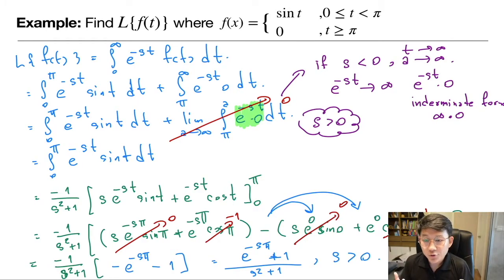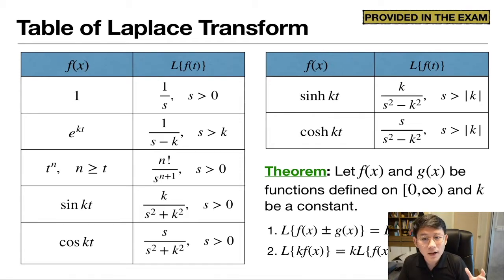Okay guys, and as you may already feel, it's quite messy to do the Laplace transform, right? We need to integrate and then deal with the limit and things. So here we have the table of Laplace transforms. Basically you have fundamental formulas for the Laplace transform. If you want the Laplace transform of 1, you get 1 over s, and s is bigger than 0. If you want the Laplace transform of e to the kt, you get 1 over s minus k, s bigger than k.